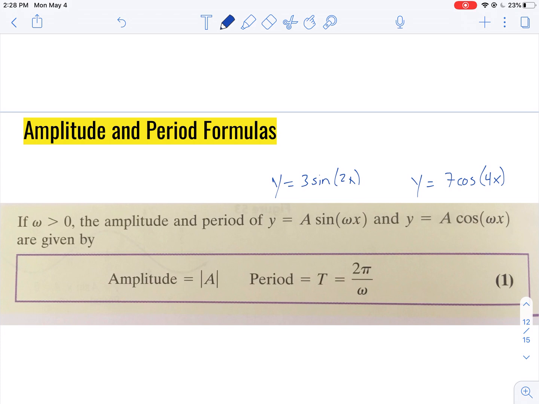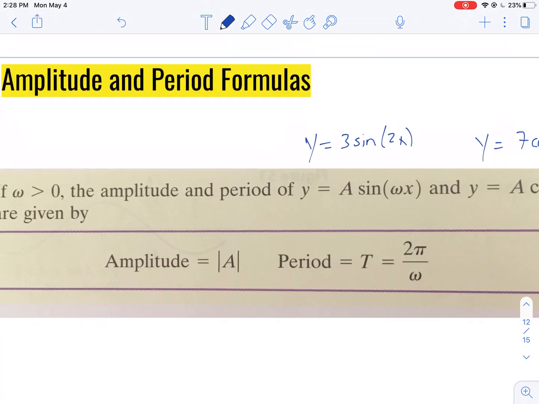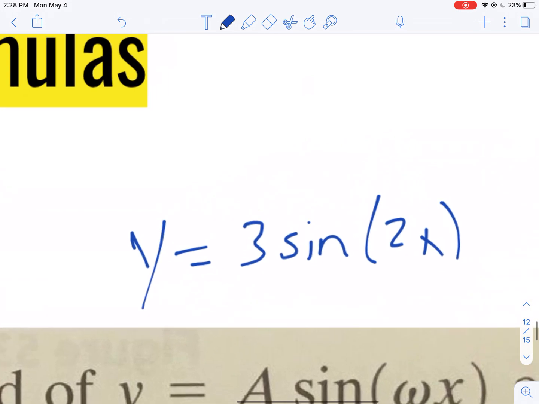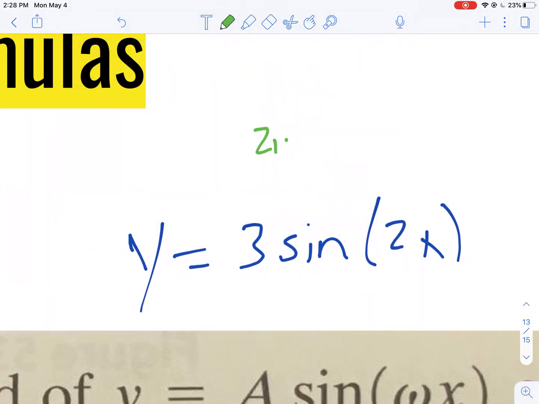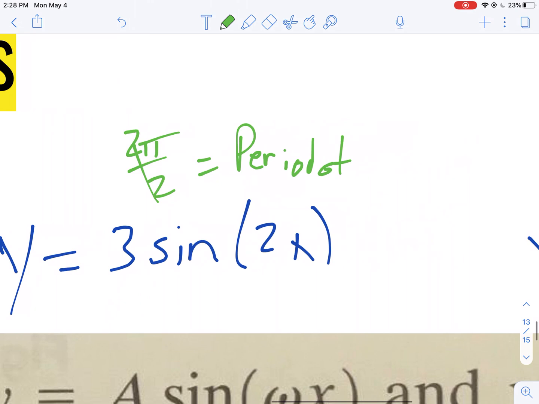The period, though, is a little bit different. We actually have a formula. Since our normal period of a function is 2 pi, to figure out any period shift, it would be based off of 2 pi over omega. So for this one, to figure out your period shift, you would do 2 pi over 2, and you would find that this one has a period of pi.